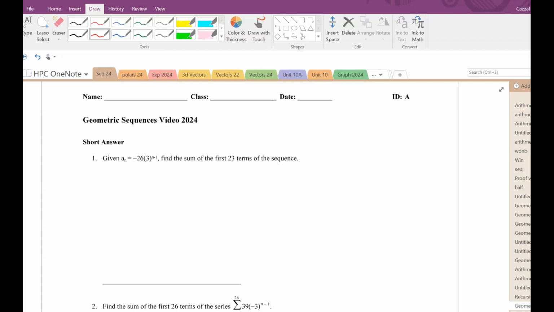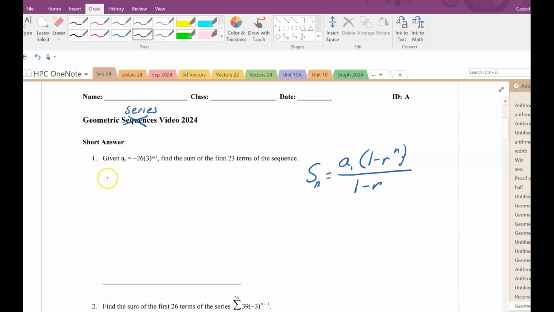Hello Honors Pre-Calculus students. Today's learning target is to find the sum of a geometric series. So if you look at the following problem, we want to find the sum of the first 23 terms. So in class we learned that the sum is equal to a1 times 1 minus the ratio to the n, where n is the number of terms you're adding up, divided by 1 minus r.